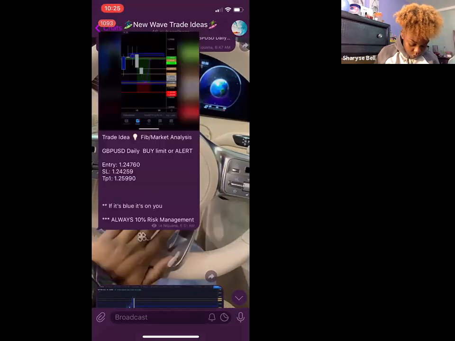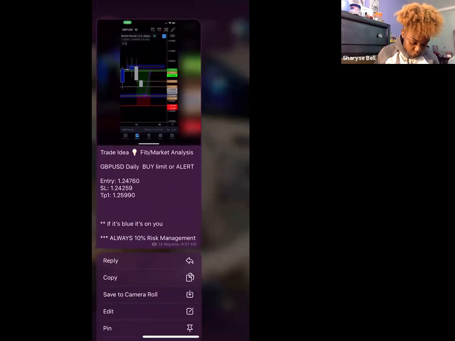Let's do GBP USD. All right, let's use a regular pair. So what's going to happen is, guys, you're going to get a trade signal sent out to your phone through Telegram. Y'all should be in these chats. If you're not in the trade channels, please reach out to your upline so that we can get you in it.